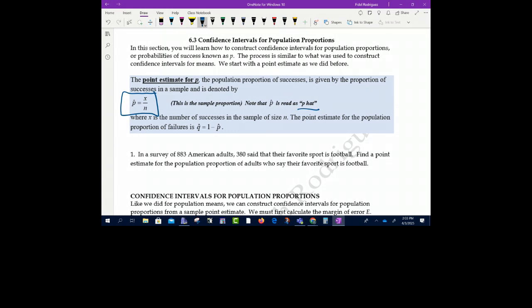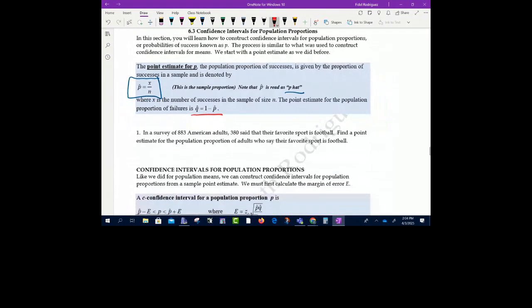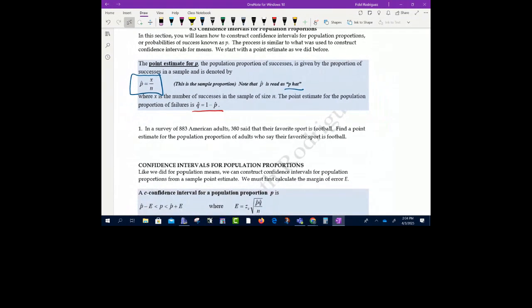And if that's my proportion for the successes, we're also going to have a proportion for the failures. Q hat. Q hat is going to be 1 minus P hat, okay? So we're going to go through this. The first question, we're going to try to make it really easy breezy. It says, in a survey of 883 American adults, 380 people said their favorite sport was football. Find a point estimate for the population proportion of adults who say their favorite sport is football.